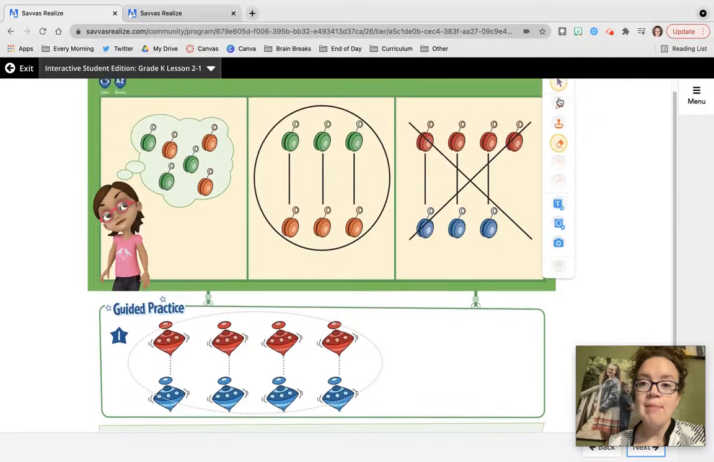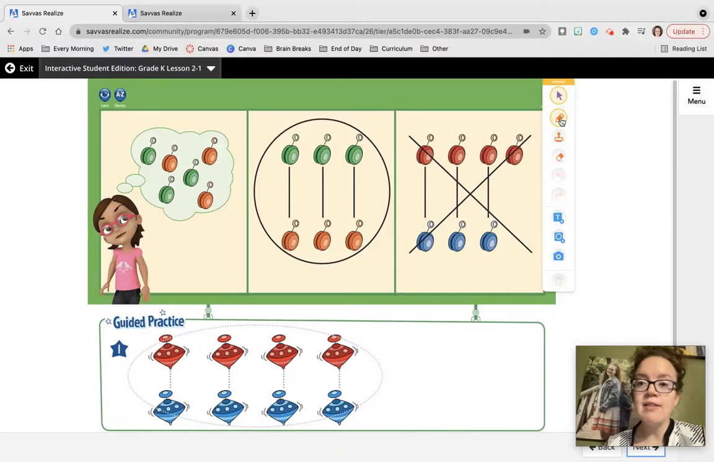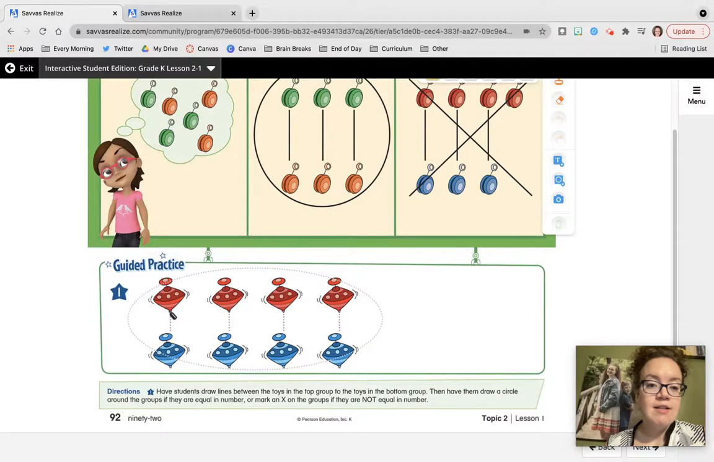So let me get my pencil tool and you get your pencil. So we are going to connect. Start at the top with a red and draw your line down to make a match. Start at the top, draw a line down to make a match. Continue down the row the same way.